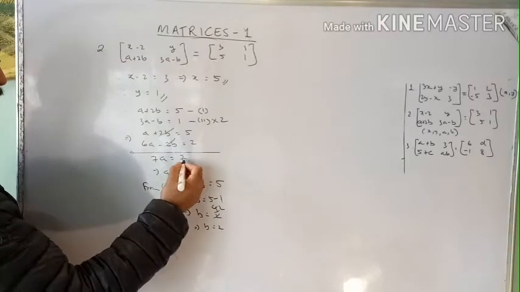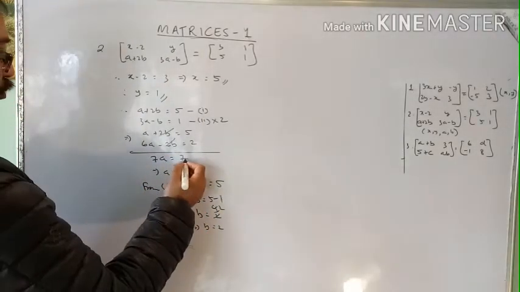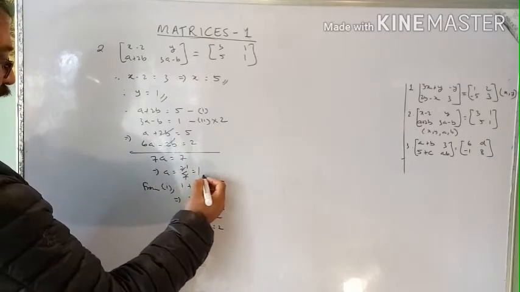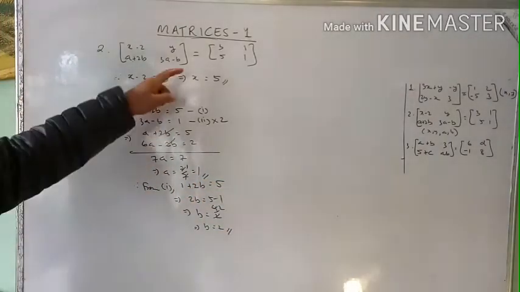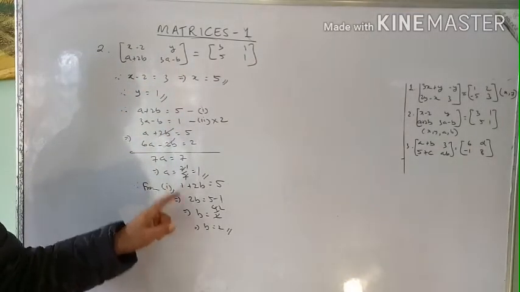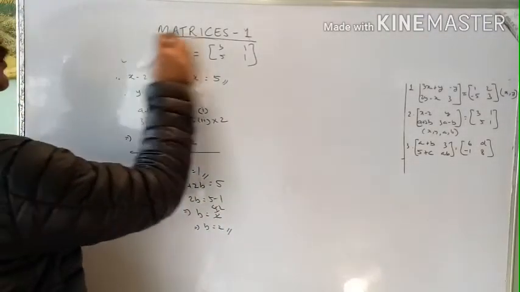So a equal to 1 and b equal to 2. So we found the values of x, y, a and b, all four variables found. Now let's take the last example for today. Okay, similar questions.